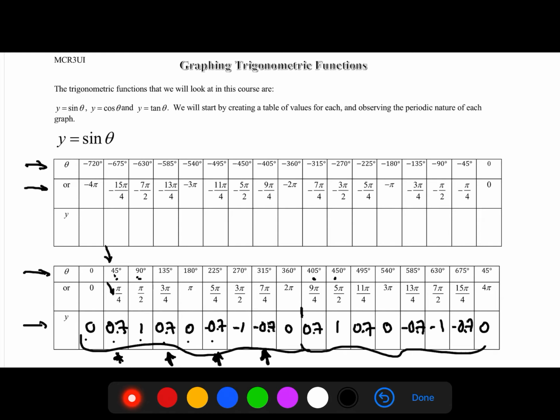And that's also going to happen when we go to our negative angles. Remember, our negative angles just mean we're going clockwise from the x-axis on a grid, and that means that negative 4 pi is coterminal with 0, so it's also going to have a 0. Negative 675 is coterminal with 45, so they're going to have the same value. And this pattern is going to continue in our negative values as well, and we're going to keep doing that until we have all of our values.